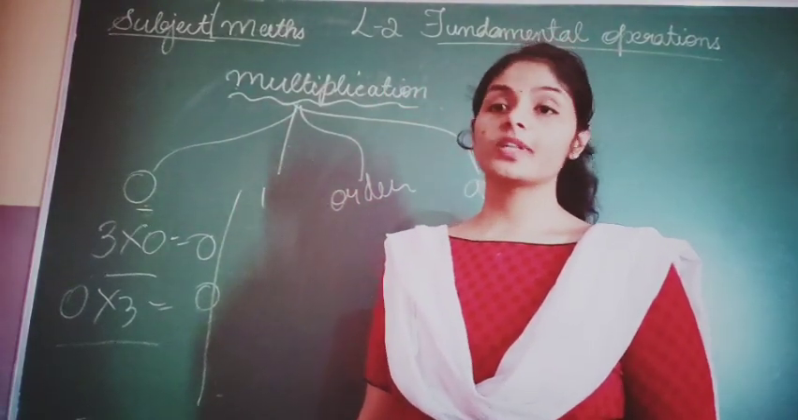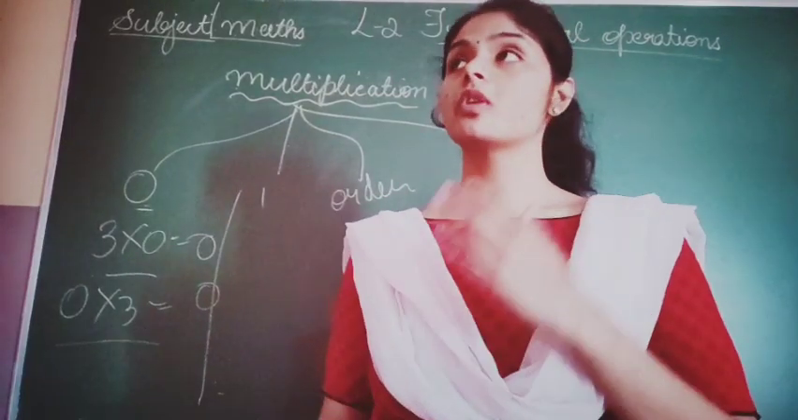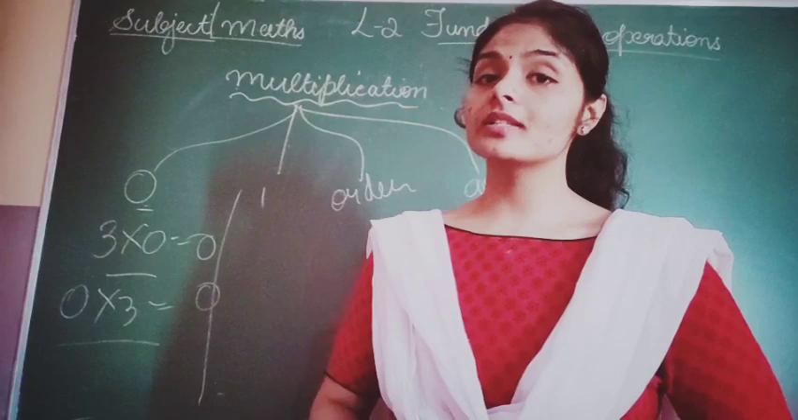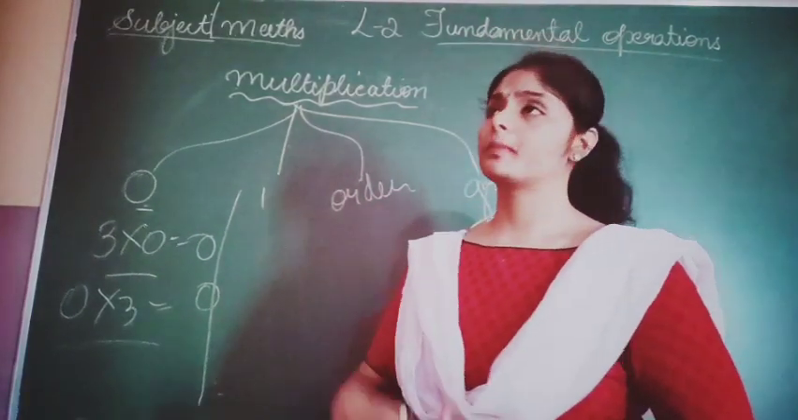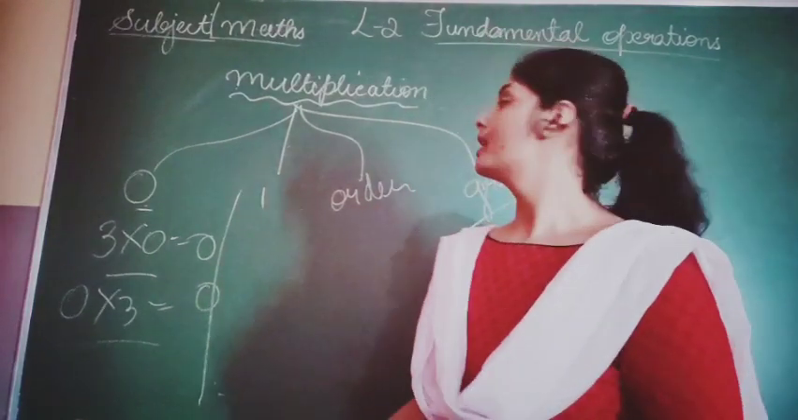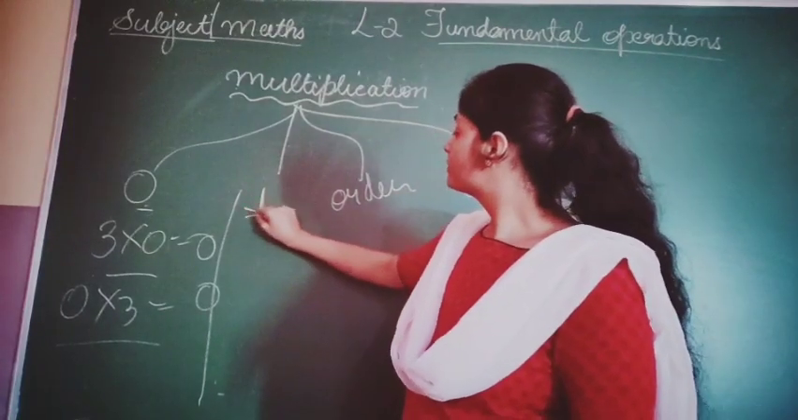Got it? It's not like 0 1s are 0, 0 2s are 0. It's not like only when the first number is 0 and it is multiplied with any number, your answer is 0. It's not like that. Always, any number, in any order, you multiply with 0, you get 0. Got it? Now the second one is 1.